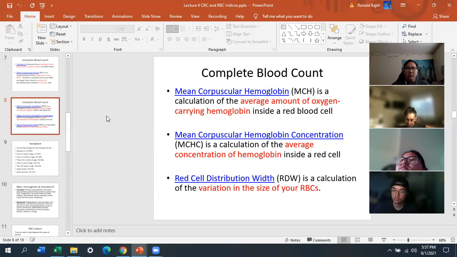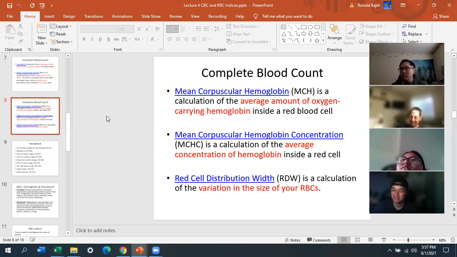If you have a high variation in size, what is the term for variation in size? There's a term for that. Anybody remember? Anisocytosis. I admire your courage, Liz. No worries, thank you.